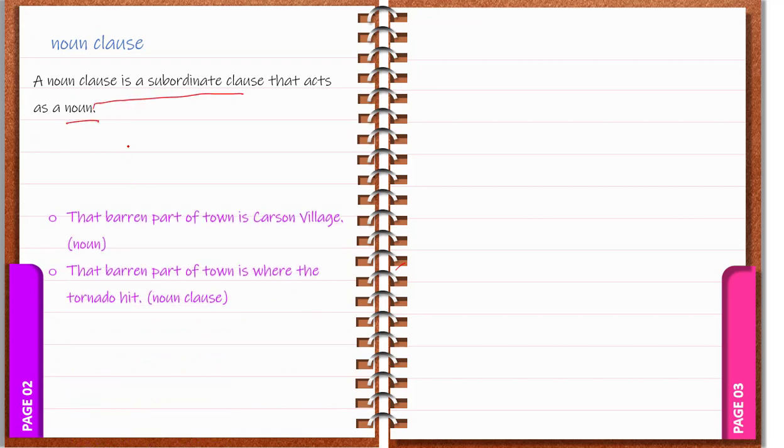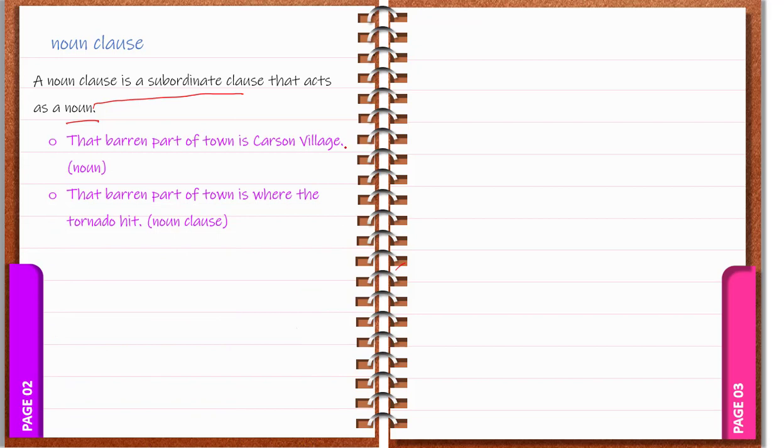Our next type of clause is the noun clause. Now we say that a noun clause is a subordinate clause that acts as a noun. In a sentence, that barren part of town is Carson Village. You can see here that we have a noun that is acting here. Now, to replace that, we can take a noun clause and put in its place. That barren part of town is where the tornado hit. In this case, we have taken Carson Village, we've replaced the words, and now we have a noun clause, where the tornado hit.